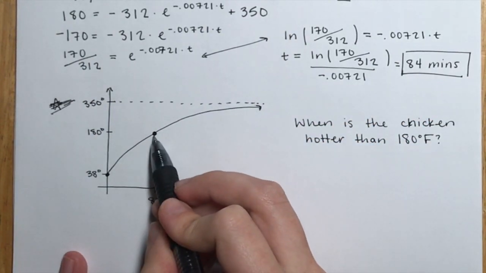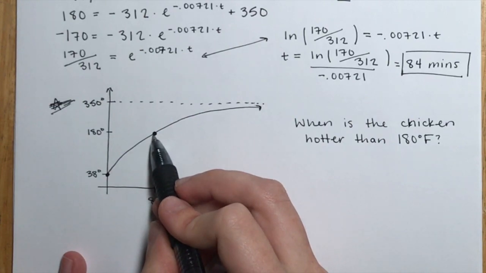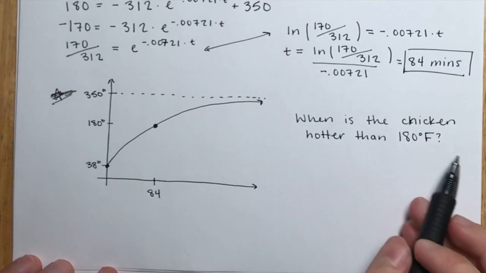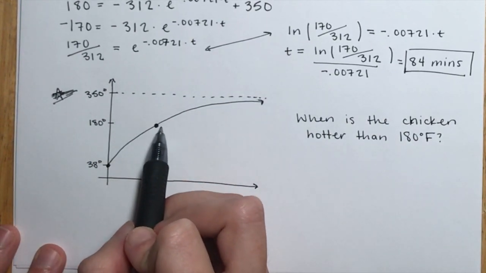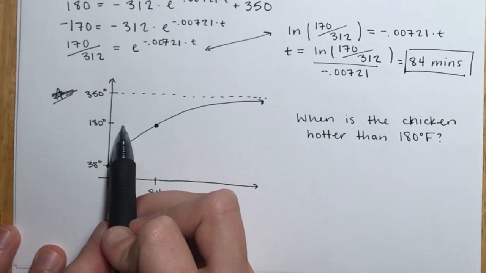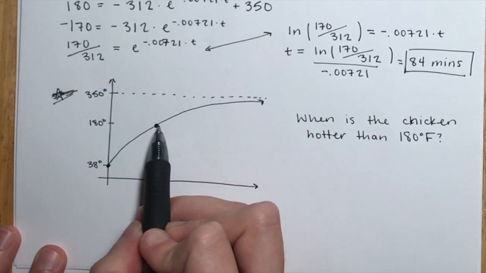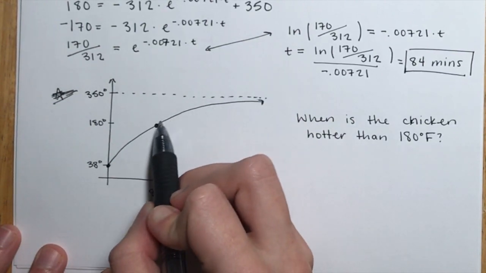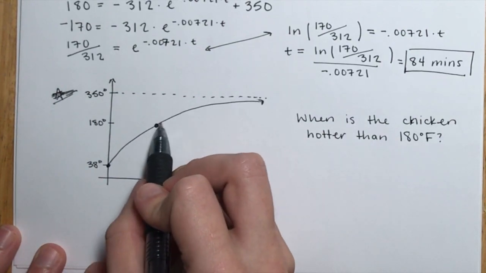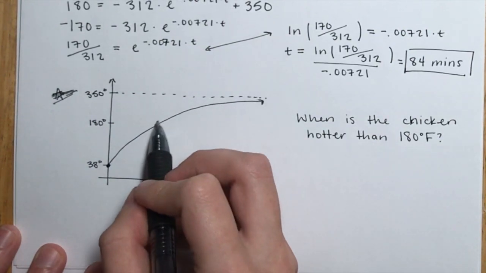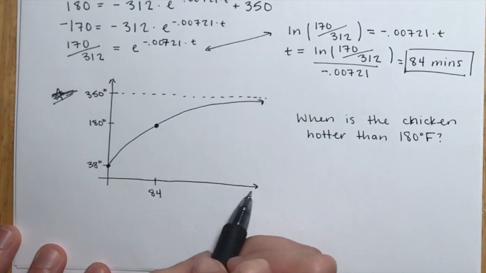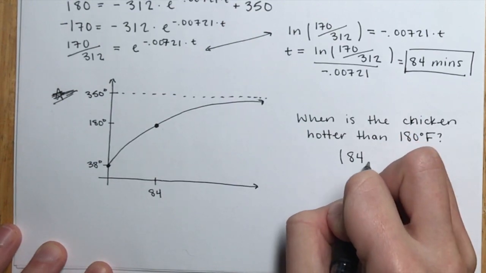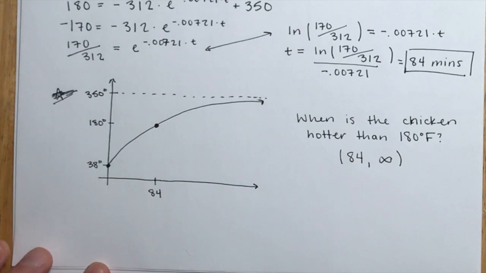Well, it's hotter for the rest of this function, right? So it's hotter than 180 degrees Fahrenheit when our temperature is larger than 180 degrees, which is what part of the graph? It's this portion, right? It's all of this. What time represents that? So when? What time is that? Well, it's all of the minutes after 84. So our interval here would be 84 to infinity.